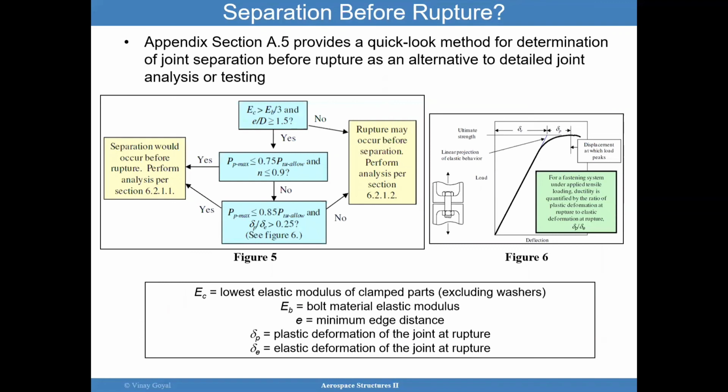Separation before rupture should be considered. I invite you to pause the video and look through this flow chart. But in general, we want to make sure that we can follow a methodology to determine whether joint separation could happen before rupture as an alternative to detailed joint analysis or testing. If separation will occur before rupture, then you should perform analysis according to certain sections. But if rupture will occur before separation, then you have to perform analysis according to a different section. And those are provided here.